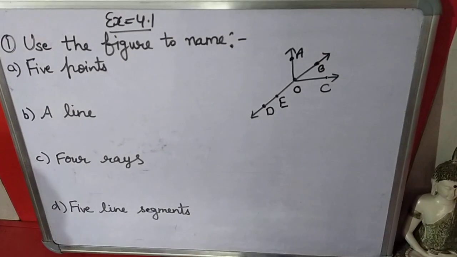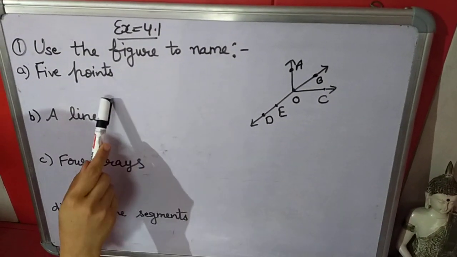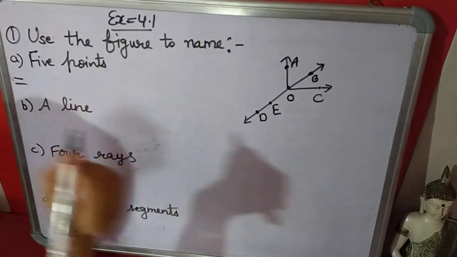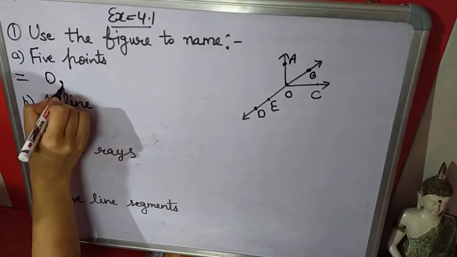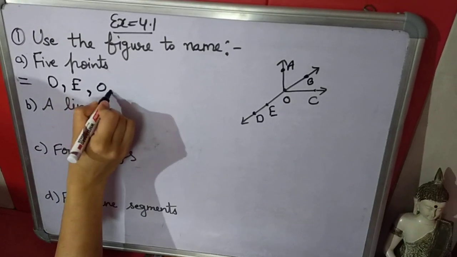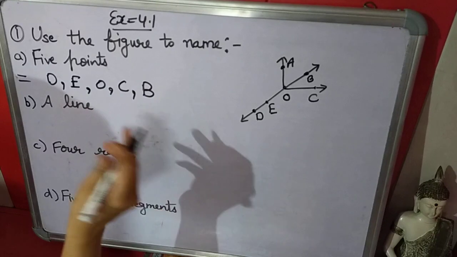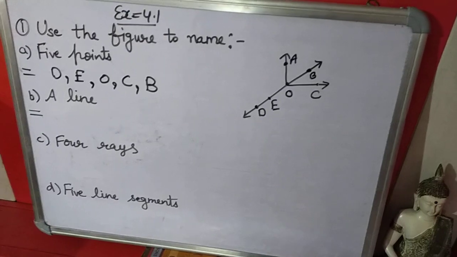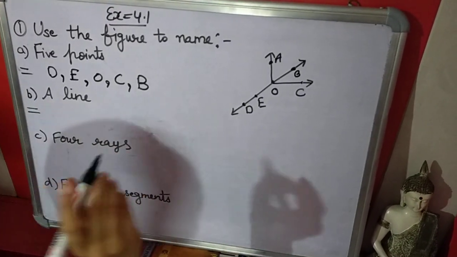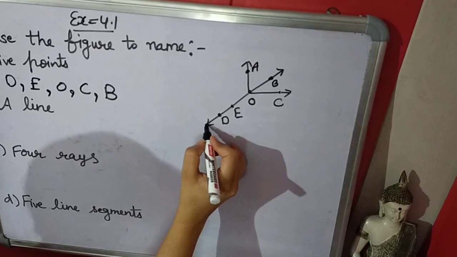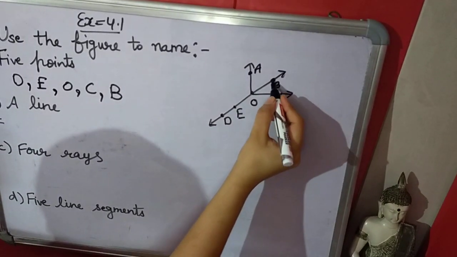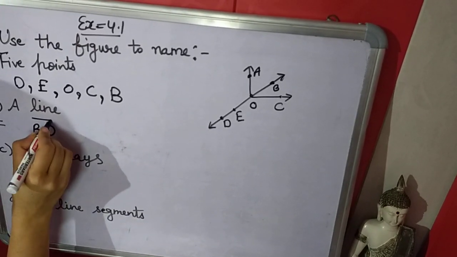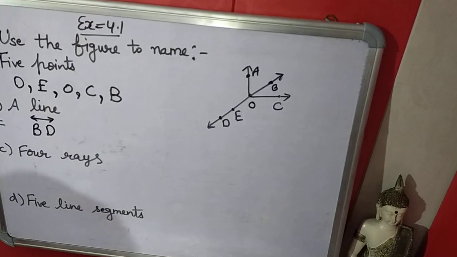Exercise 4.1, first question. Use this figure to give the names of 5 points. You have to tell 5 points. 5 points are B, E, O, C, D. You can write any 5 names. Next is a line. You have to write a name of a line. One line name. So I will write here BD. Write BD and put a sign of line above it.